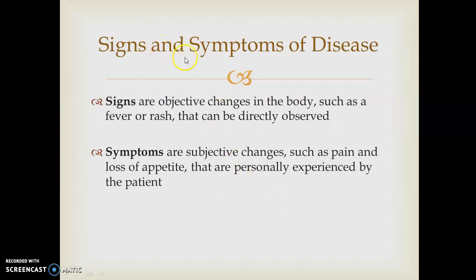Now the signs and symptoms of disease, what are they? Signs are objective changes in the body, such as fever or rash, that can be directly observed. So we can say that a sign is an observable change in the body, for example fever or rash. Now symptoms are subjective changes, such as pain and loss of appetite, that are personally experienced by the patient, and they cannot be observed by the doctor.